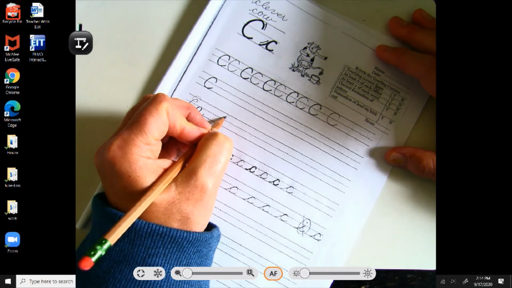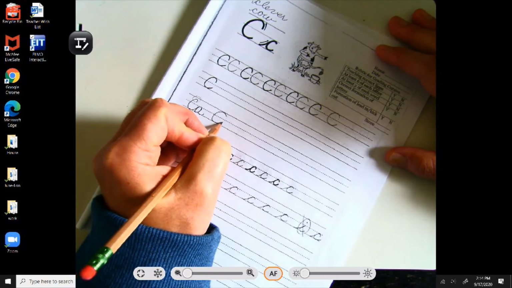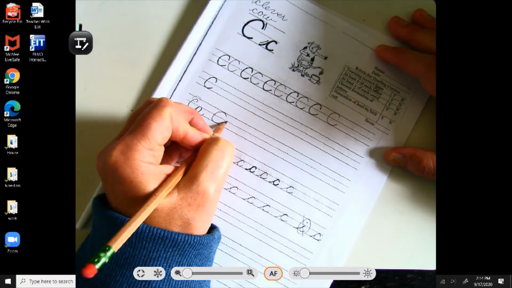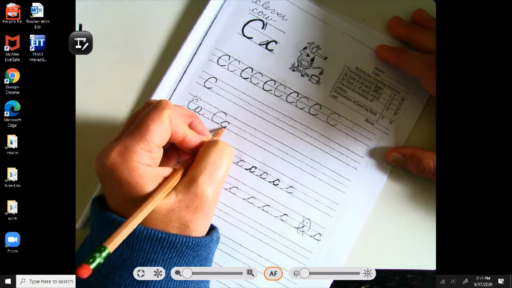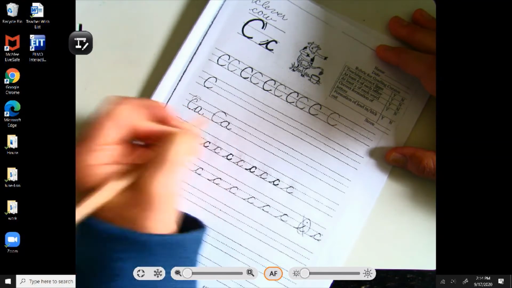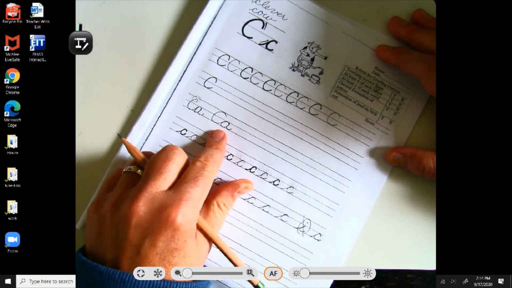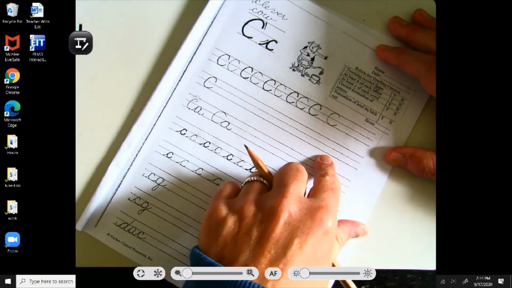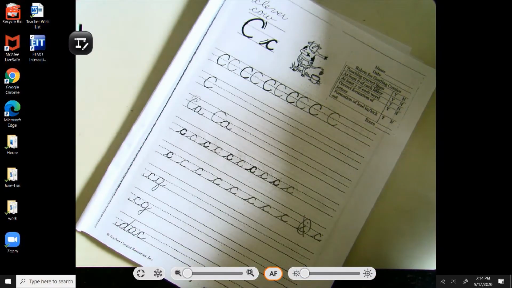Watch me do this one. Starting near the top line, curve around, kick out tail, leads right into the A, up and over, swing back around, baseline, middle dotted line, baseline, kick out tail. So remember, you want to write at least 2 of those, along with at least 6 of the uppercase C. Pause for a minute and take care of that.